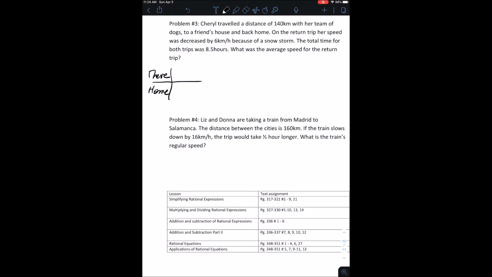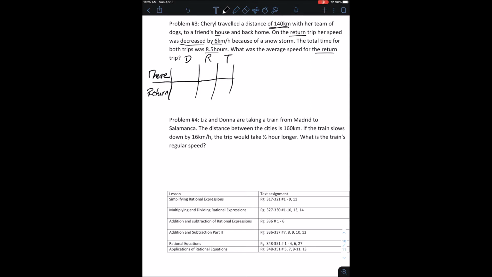And then on the return trip, her speed was decreased. Okay, so return, coming back home, was decreased by 6 because of a snowstorm. The total time for the trips was 8.5 hours. What was the average speed for the return trip? So I could actually call this return, just to use the same words in the problem. That might be better. So I'm going to put in distance, rate, and time. Those are going to be my categories for my chart in this case.